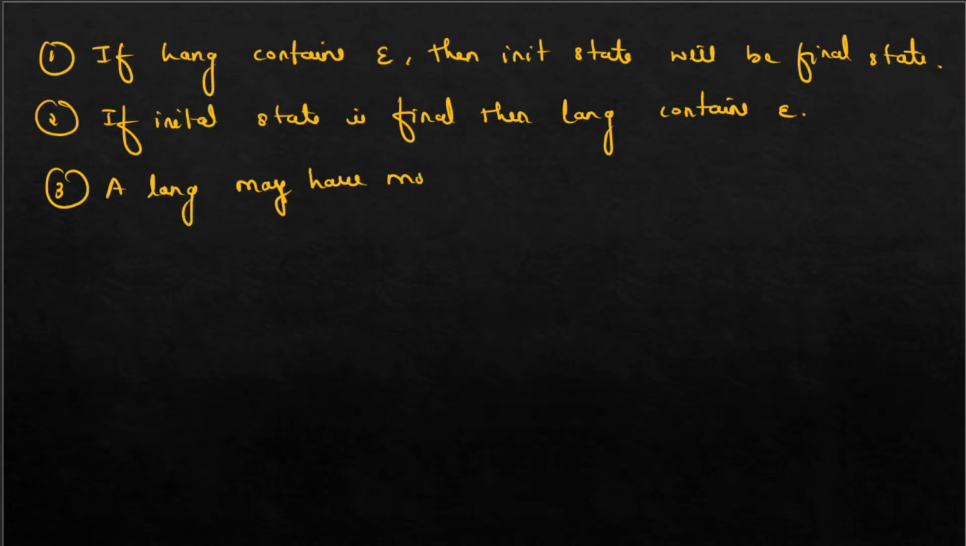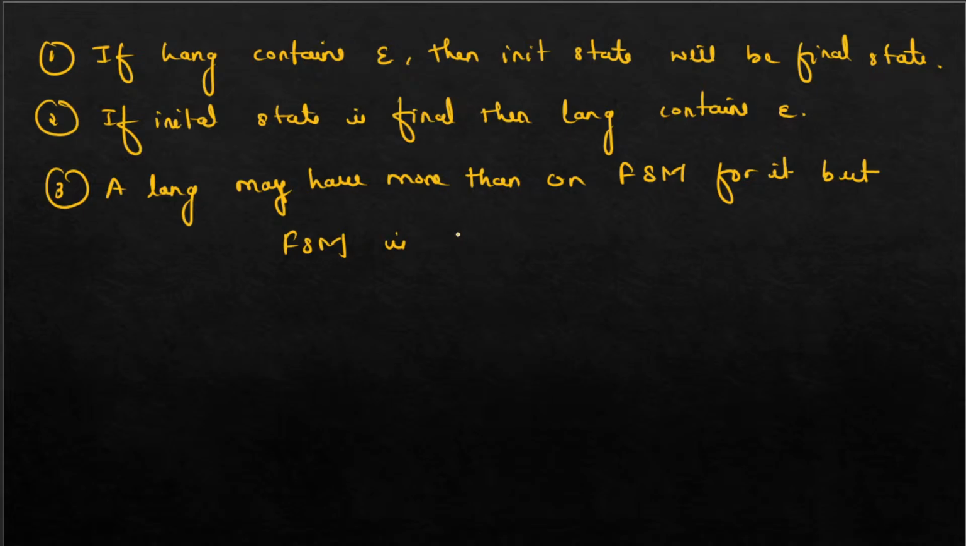Third: a language may have more than one finite state machine for it, but the transition of an FSM is always unique.